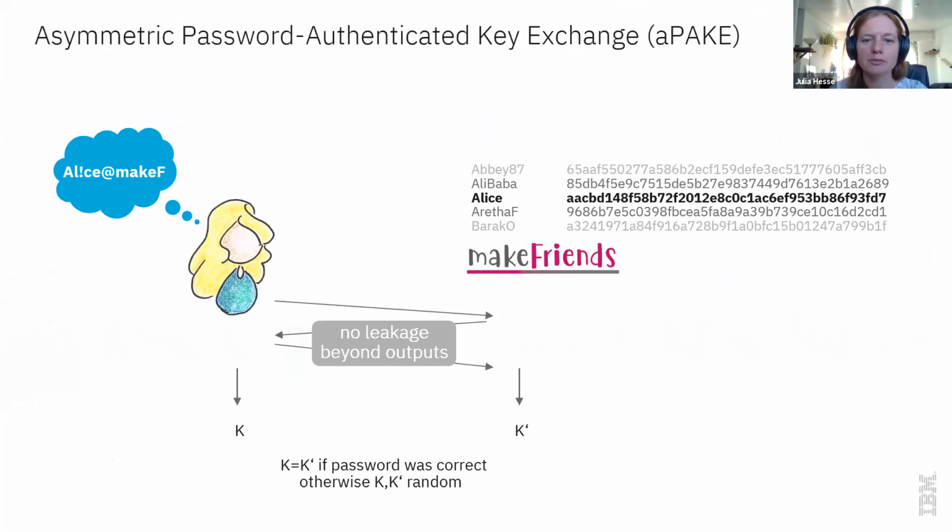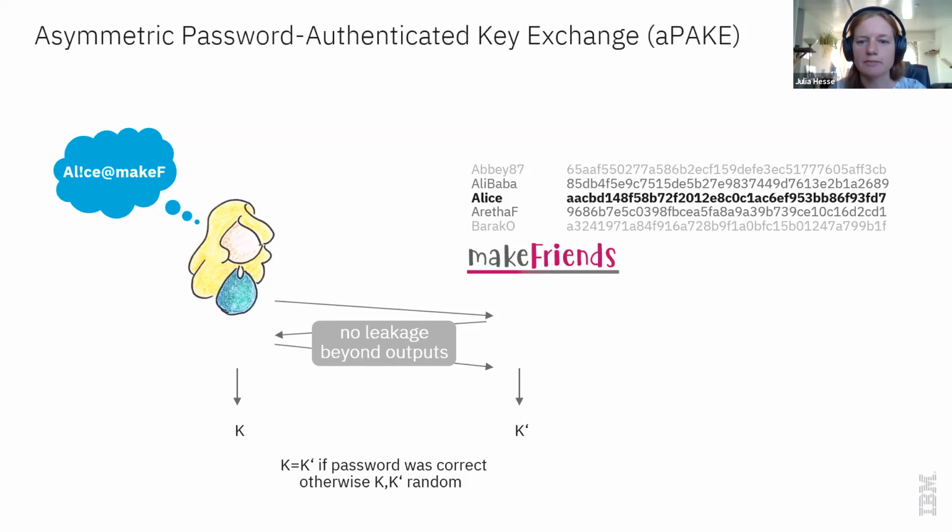It's a protocol between a user Alice on the left and a server, for example, the server of some web service. Alice registers with the server, who then stores her password in a secure way, for example, a hash together with a salt. Later, Alice and the server can establish a joint cryptographic key if and only if Alice remembers her password correctly. Otherwise, K and K prime here will be random keys.